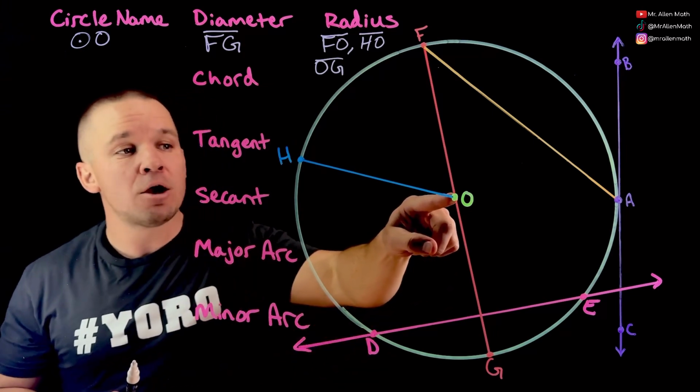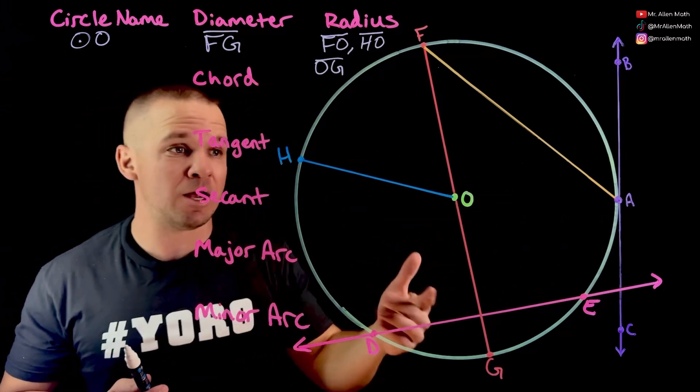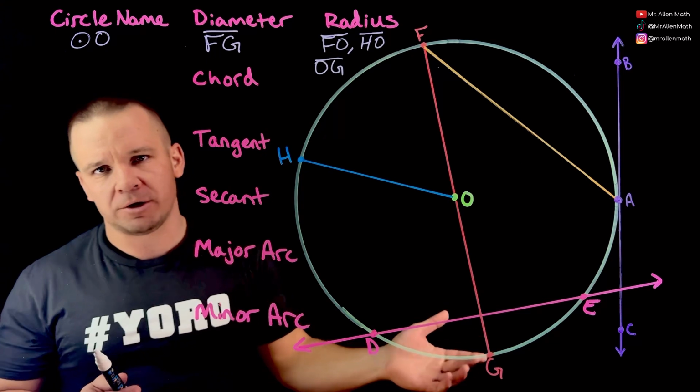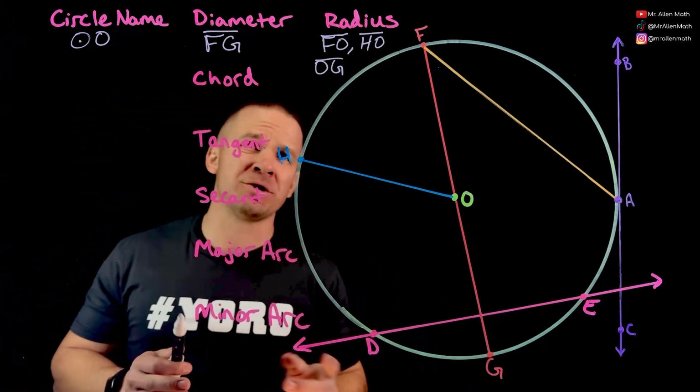I could connect O to A. That's a radius, right? O to D, O to E. You get the picture. So a whole bunch of radii.